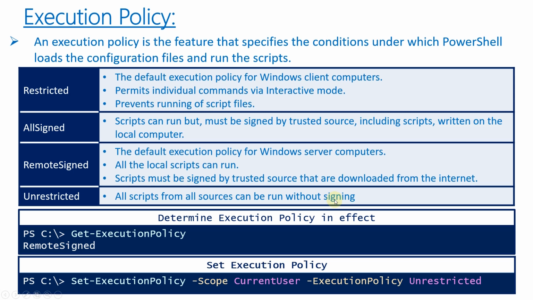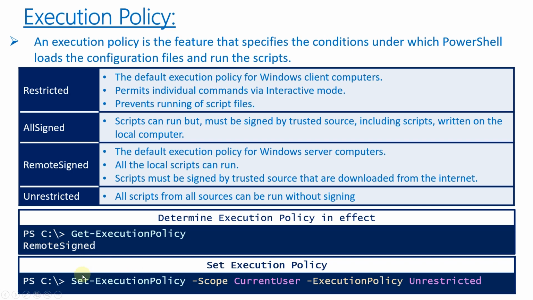So if we want to check what is the execution policy set on any computer, then we have to use this cmdlet. We have to use Get-ExecutionPolicy, and this is how we will be getting the output returned. Since it is set as remote signed in my local system, that is the reason here I am getting remote signed.